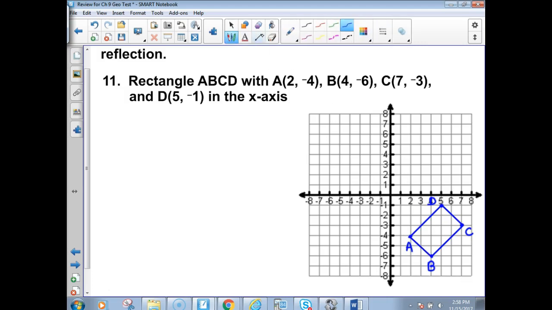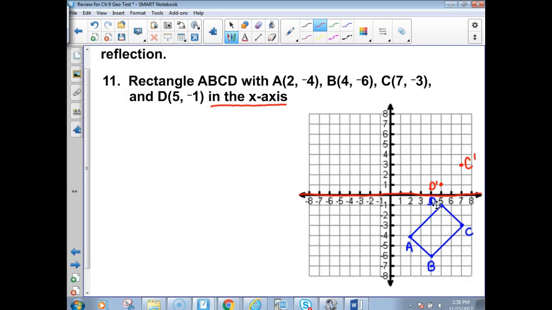Then next, we're going to go ahead and say, well, what are we doing? We're going to reflect it in the x-axis. The x-axis is the horizontal axis. So I'm going over this line. Now, the way you would do that, if you wanted to describe for me, because on the test you may have to describe what you're going to do, you would be either measuring the distance each point is from the x-axis and going that same distance to the other side of the x-axis. So D is 1 below, so you pop straight up, 1 above, and write D prime. C is 3 below the x-axis, so go straight up from there, 3.